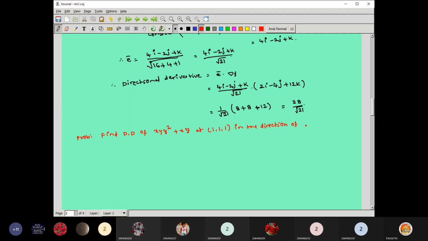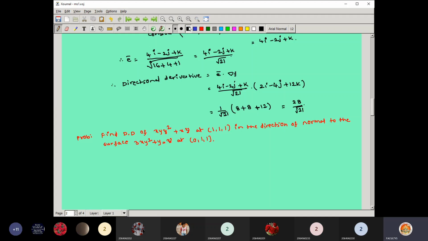of the normal to the surface 3xy square plus y equal to z at the point 0, 1, 1. This is somewhat a different one. So you need to get your answer.